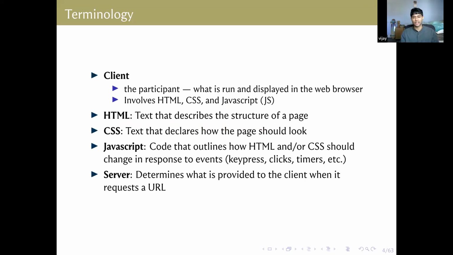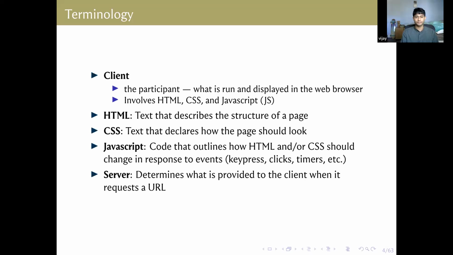I'll show you what that looks like, so don't worry about it. CSS is text that describes how that structure should be displayed to people. And then JavaScript handles how events such as clicks or pressing a key change the HTML or CSS. And finally, a server or the cloud just means someone else's computer. That just determines what the client gets when they request something and what they're going to see.